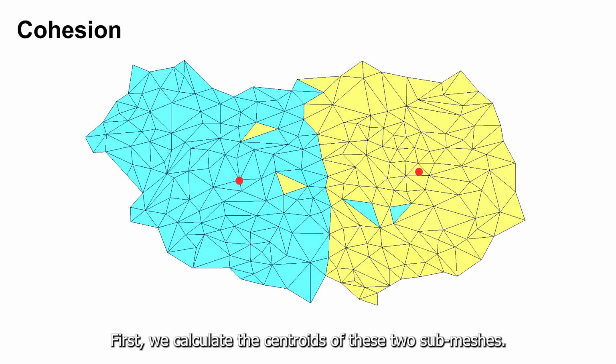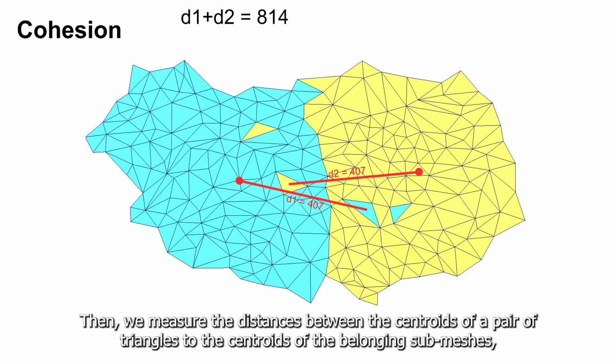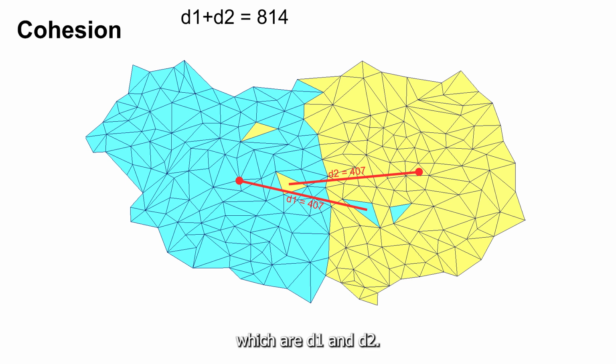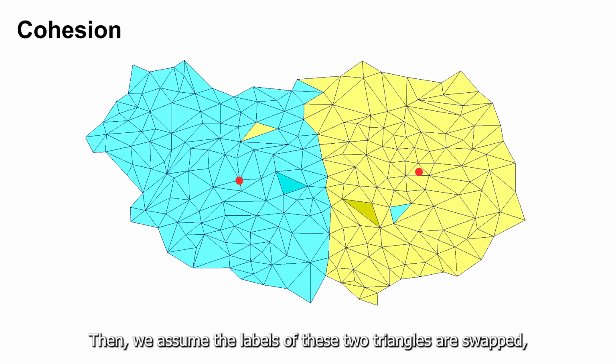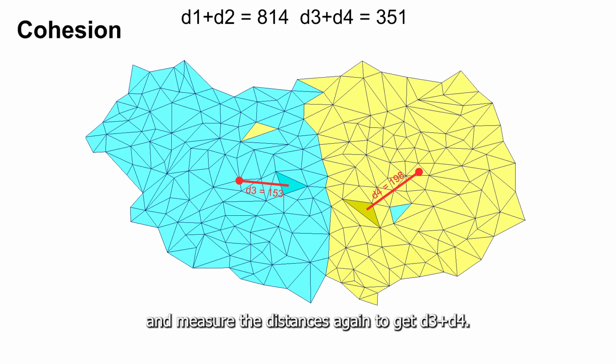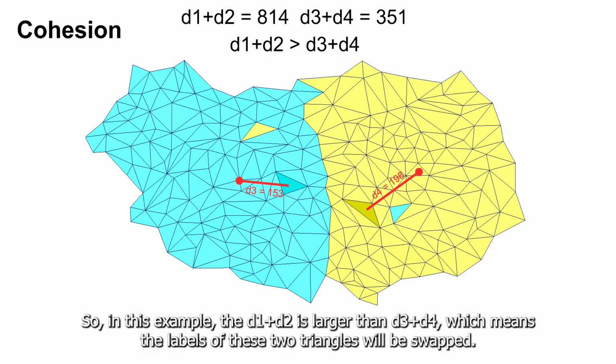First, we calculate the centroids of these two submeshes. Then we measure the distances between the centroids of a pair of triangles to the centroids of the belonging submeshes, which are D1 and D2. Then we assume the labels of these two triangles are swapped and measure the distances again to get D3 plus D4. So, in this example, D1 plus D2 is larger than D3 plus D4, which means the labels of these two triangles will be swapped.